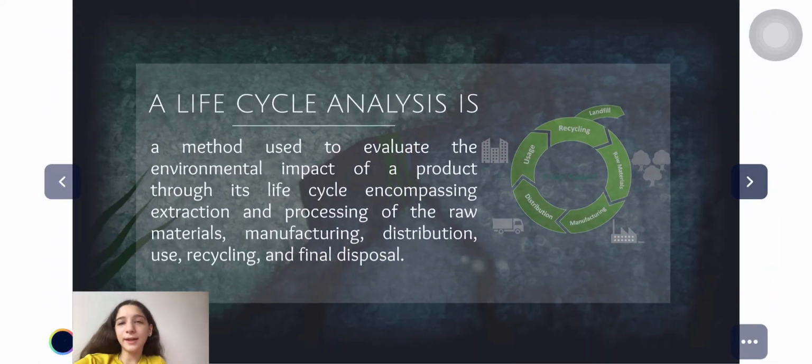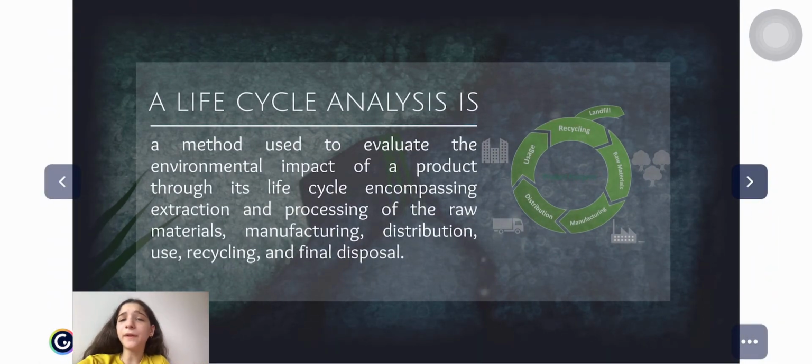A life cycle analysis is a method used to evaluate the environmental impact of a product through its life cycle, encompassing extraction and processing of the raw materials, manufacturing, distribution, use, recycling, and final disposal. A life cycle analysis can be a great tool to identify changes that can decrease a product's negative effects on the earth over the course of its life.